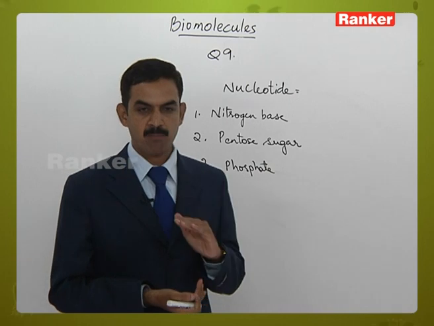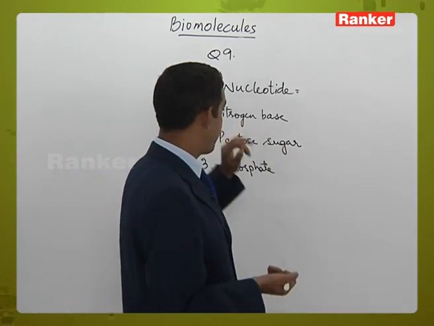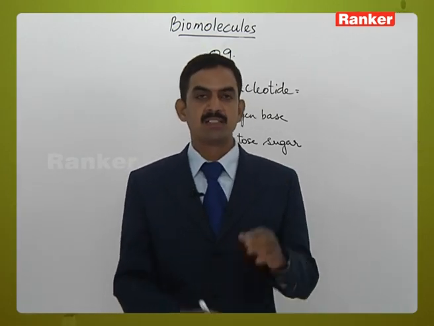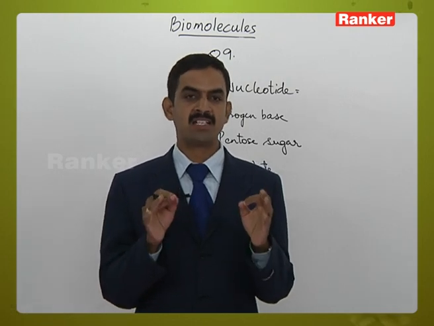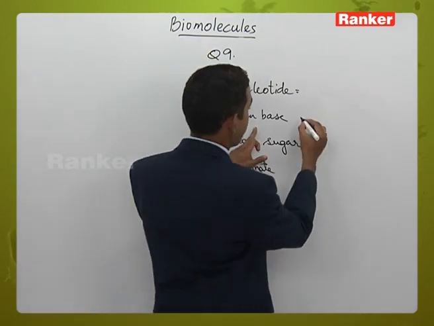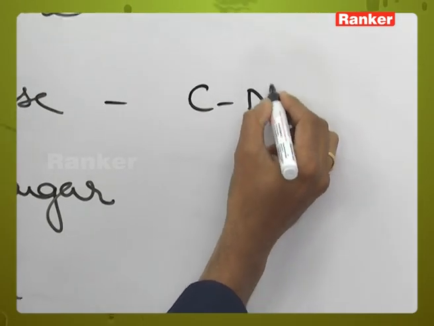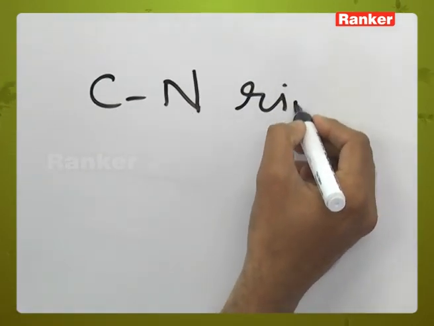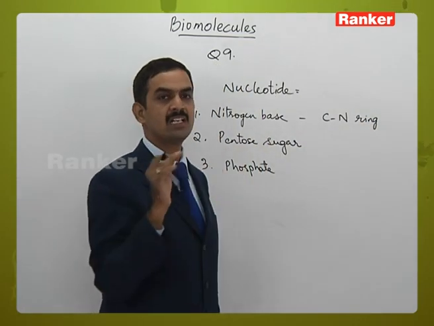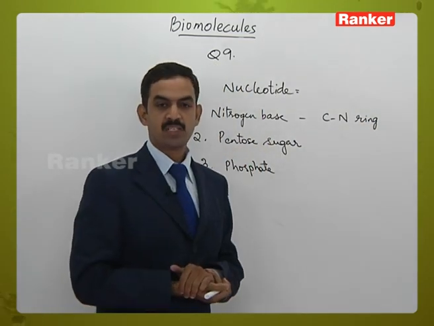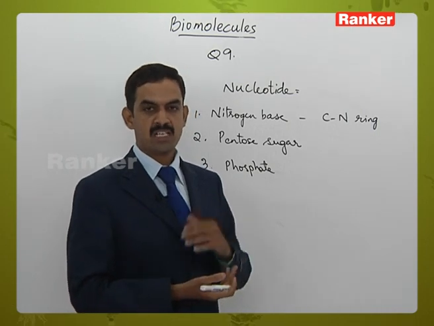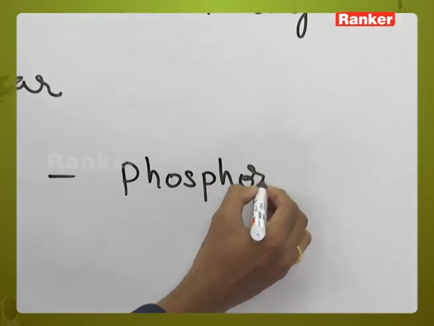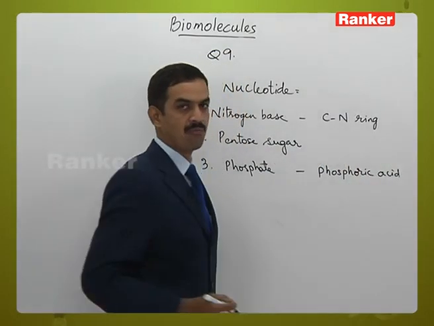Now let us come to the conclusion part, that is the nitrogen base. Nitrogen base is a heterocyclic compound. What is the meaning of heterocyclic compound? It means it is a cyclic molecule which is made up of different types of elements in it. That is, a nitrogen base is a ring compound which is made up of C and N, that is carbon and nitrogen. So here it is made up of CN rings. So we call it a heterocyclic compound. Then pentose sugar, that is ribose sugar or deoxyribose sugar. Then the third one is phosphate in the form of phosphoric acid.